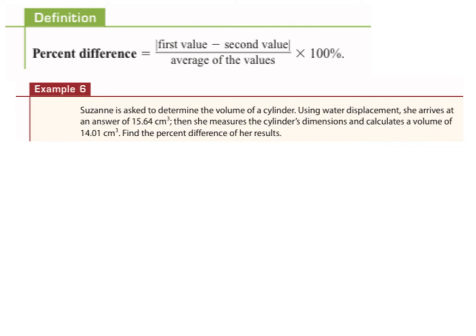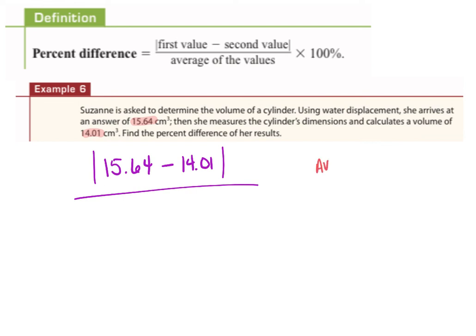So for this one, we are just going to subtract these two numbers here. That's going to be my numerator, 15.64 minus 14.01. It will be positive. But now I need to divide by the average, all right? So my average then is going to be these two. If I'm just calculating the average over here, I'm going to add them up and divide by 2. All right, what is my average then?